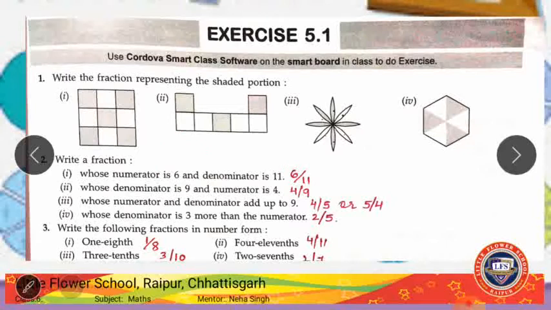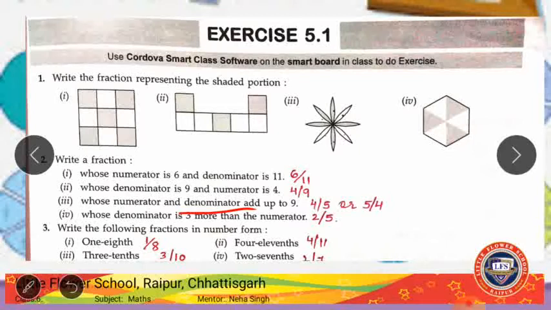Write a fraction, right, whose numerator is 6 and denominator is 11. Means the number which has to be written above, that is the numerator, is 6, and 11 below. So the number is 6 by 11. For the second, whose denominator is 9, right? And numerator is 4. What will be that number? 4 by 9, obviously.